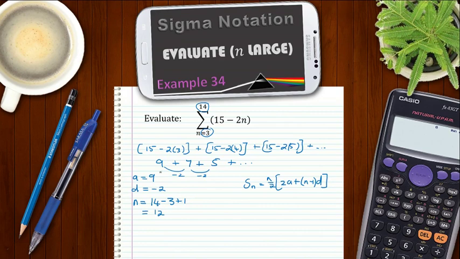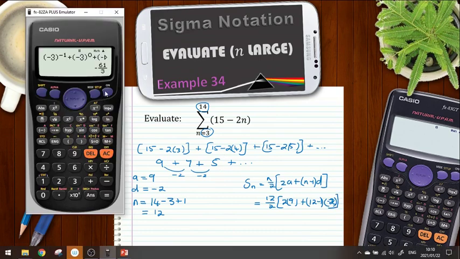All right, now we have all our values, so we can simply substitute them in and get the answer. So it's 12 over 2, and then 2 times 9 plus (12 minus 1) times d, which is negative 2. We substitute that into the calculator. I'm just going to write 6 instead of 12 over 2, so 6 times (18, the 2 times 9, plus 11 times -2, close the first bracket), and our answer is -24.